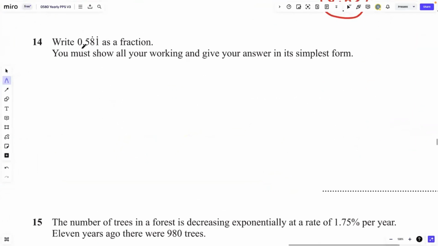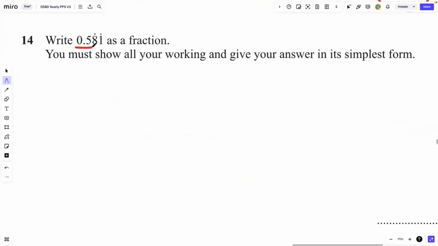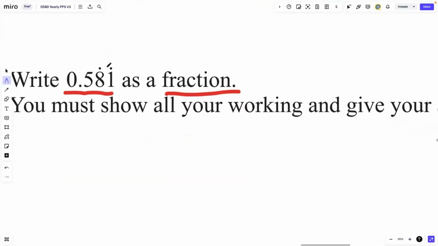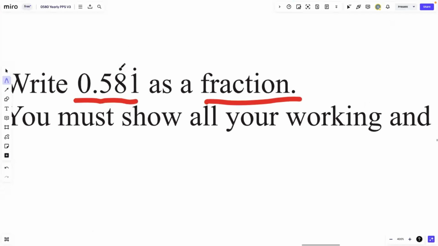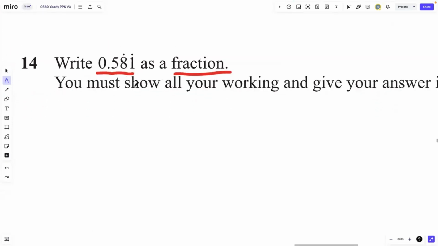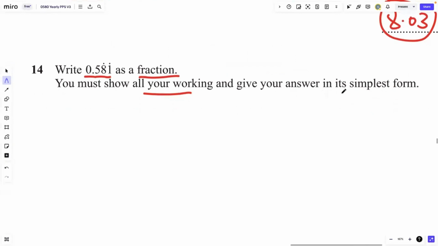Okay. So we have to write 0.581 as a fraction. We have a recurring decimal. Two numbers are recurring, 8 and 1, which can be observed using these symbols on them. And we're supposed to show all our working and give the answer in simplest form. So first thing is we write the number as it is, and it's going to be like this since it's a recurring decimal.